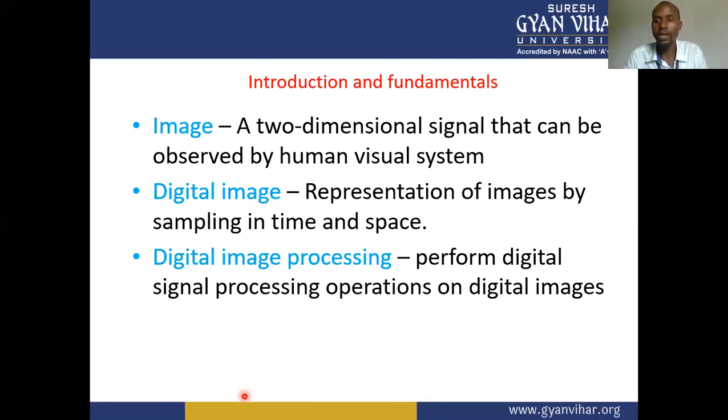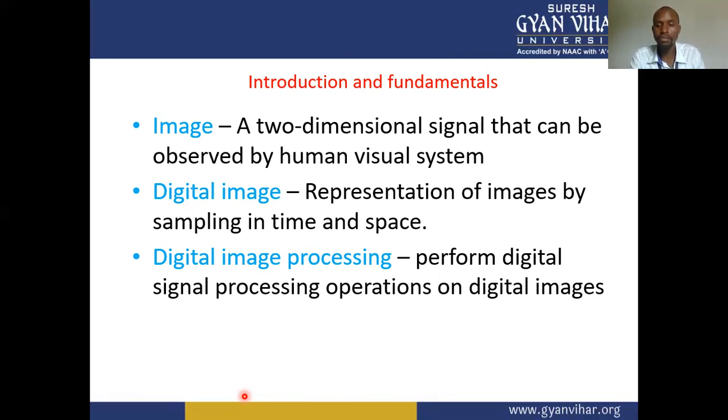Next, we will look at digital image. Now, a digital image is the image that we have captured and we want to represent it in terms of sampling. We want to represent it by sampling in the form of time and space. So here we use the two techniques, that is time and space, to represent the image.